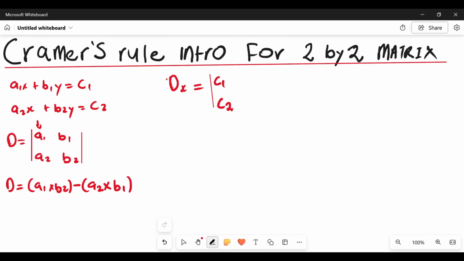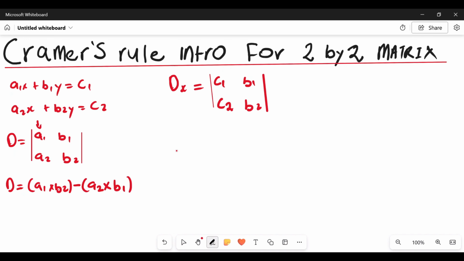So basically, when we are looking for the determinant for x, we swap the entries of the coefficients of x with the constants, and then we keep b1 on the second entry and b2 on the last entry, because these are for y.